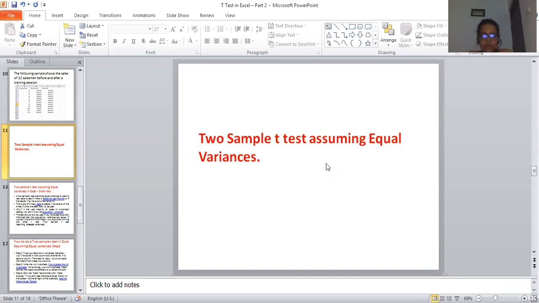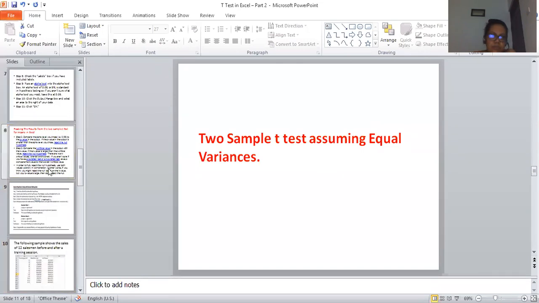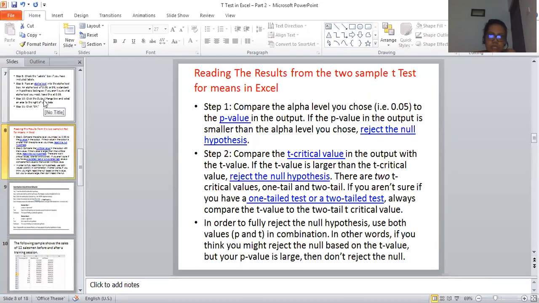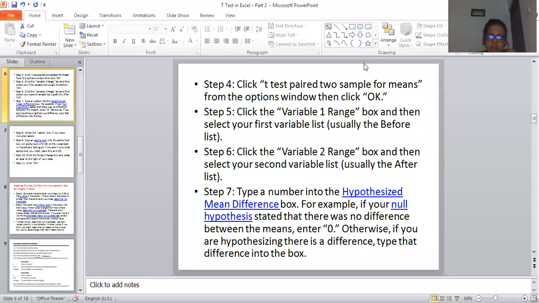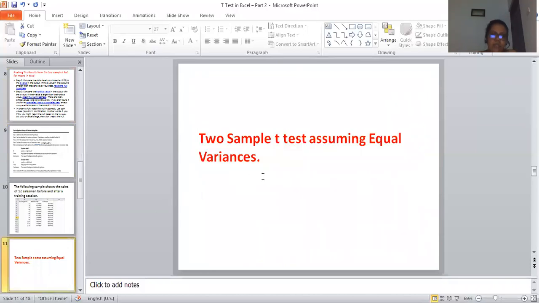I told you in the earlier video that when it comes to the Excel Data Analysis ToolPak, we are given three choices. We have discussed in which situations we are supposed to use the paired two sample for means. Now we are going to look at the two sample t-test assuming equal variances.